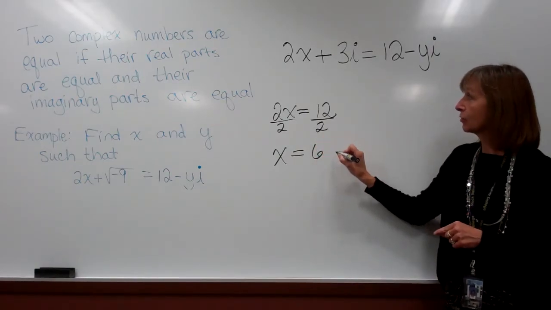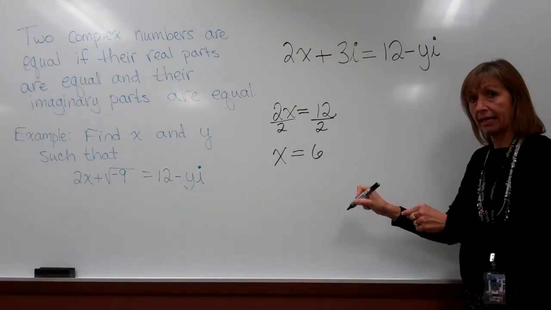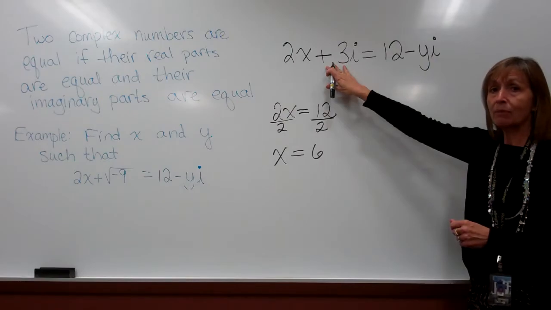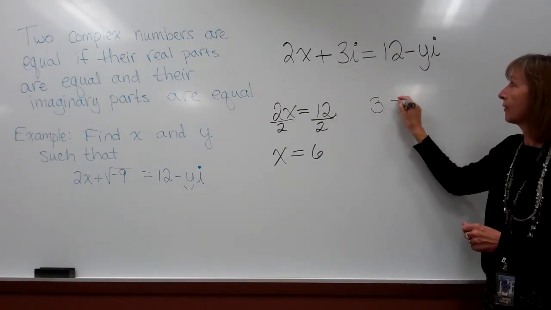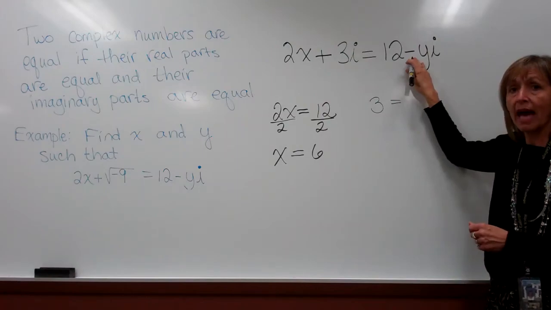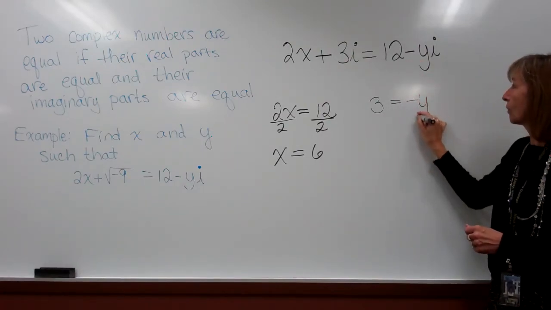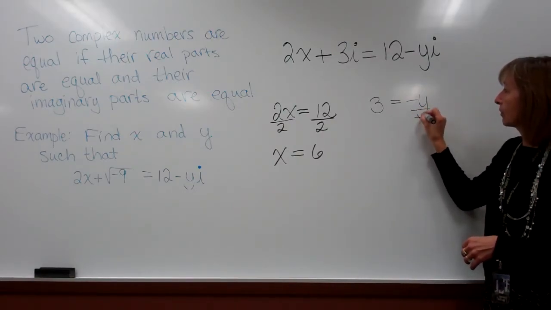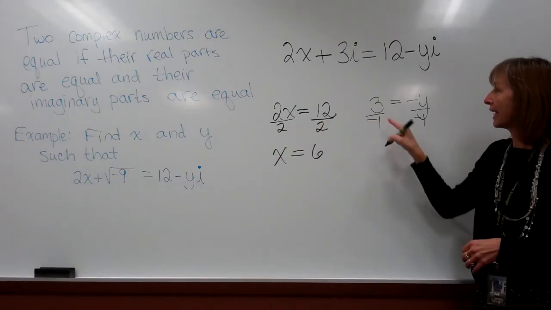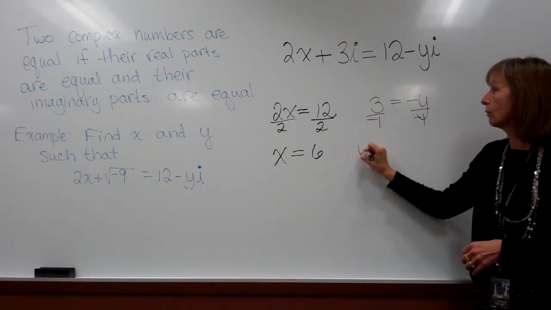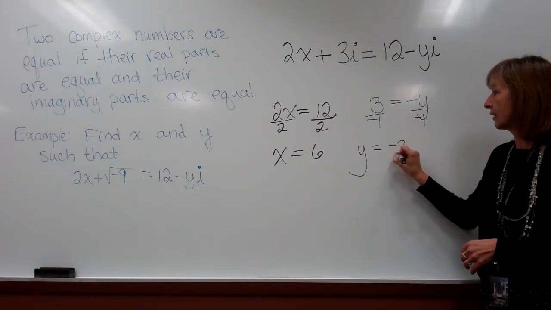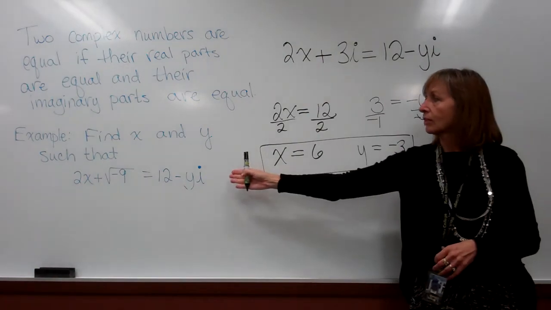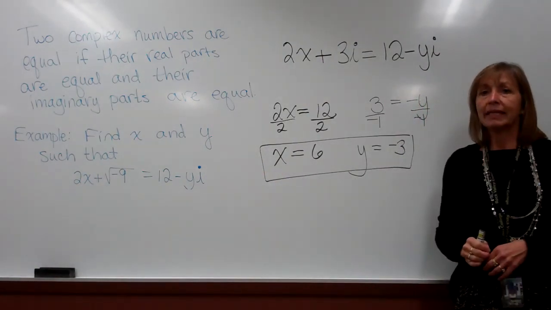But it also has to be true that the coefficients in front of the i on both sides of the equal sign are equal. So my coefficient in front of my i on my left side is 3. And on the right side of the equation, the coefficient in front of the i is negative y. So it also has to be true that 3 is equal to the opposite of y. Solving this equation, we'll divide both sides by negative 1, and we'll get negative 3 is equal to y, or we'll write y is equal to negative 3. So those are our values for x and y, so that the original complex numbers will be equal to each other.